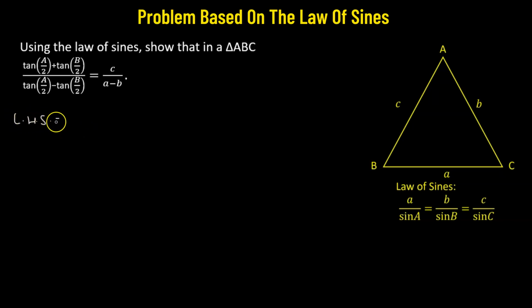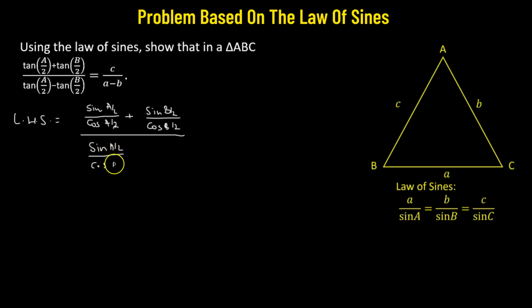We can rewrite the left hand side by converting the tangent to its equivalent ratio of sine over cosine. So we have sine A over 2 divided by cosine of A over 2 plus sine of B over 2 divided by cosine of B over 2, the whole divided by sine A over 2 divided by cosine of A over 2 minus sine of B over 2 divided by cosine of B over 2.